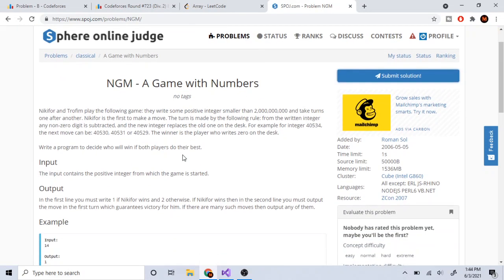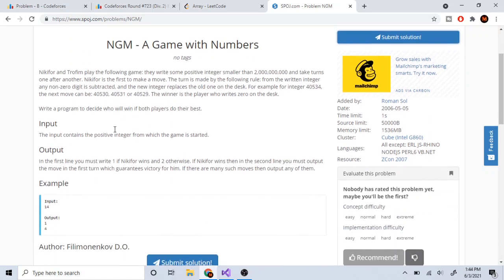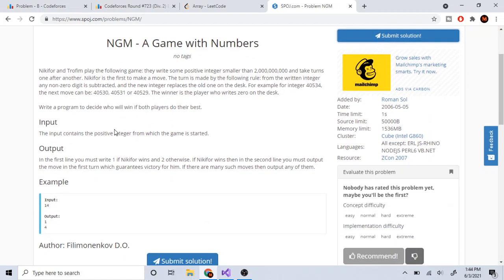This is called a game with numbers, NGM. Basically, Nick and Toph are playing a game. They have a number that's smaller than 200 million, and we each take one turn, right? Nick is the first one to do his first turn. The turn is basically you subtract any non-zero digit from the number. And then the remaining value replaces the old one.